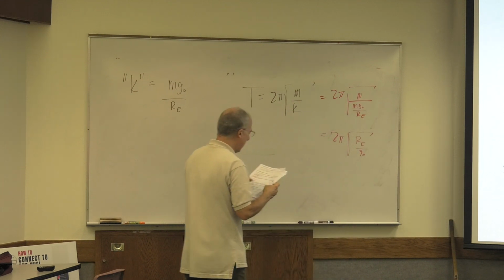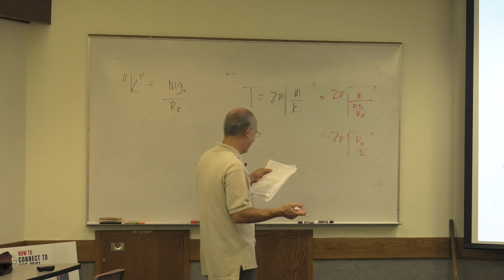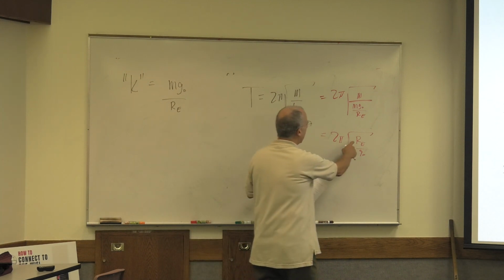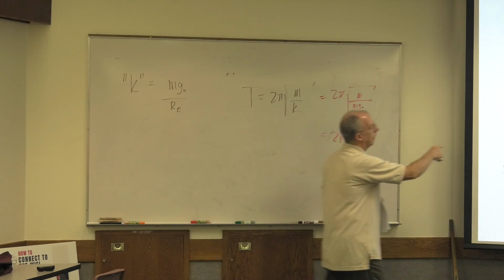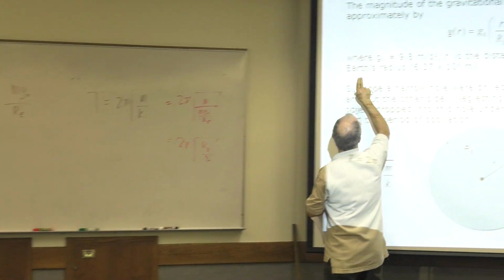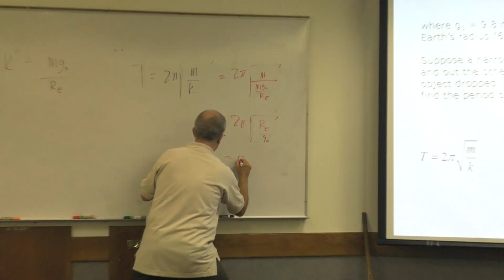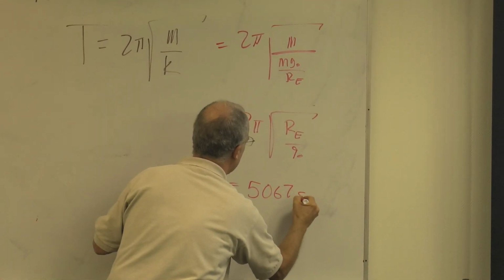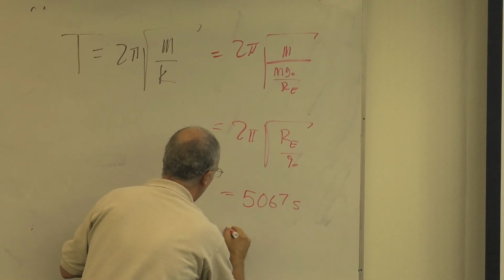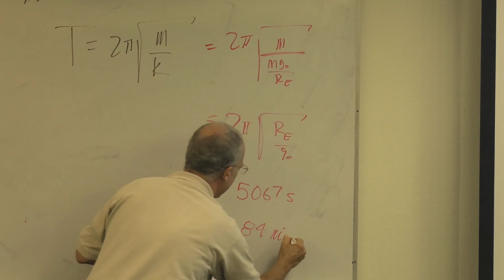All right? Now, wouldn't you like to know what that is? Of course. So you plug it in. They give you the radius of the Earth, right? We know what g0 is. So you plug it in, and you get 5067 seconds, which is about equal to 84 minutes.